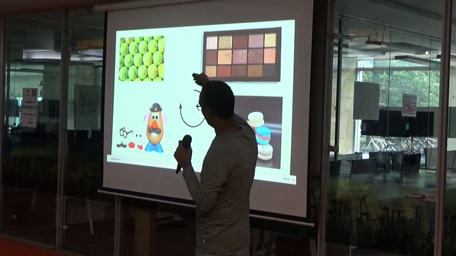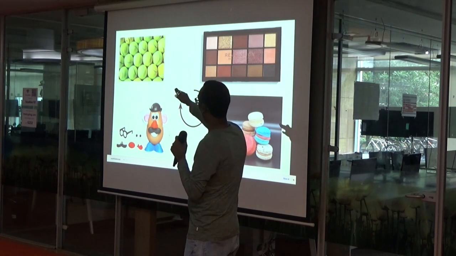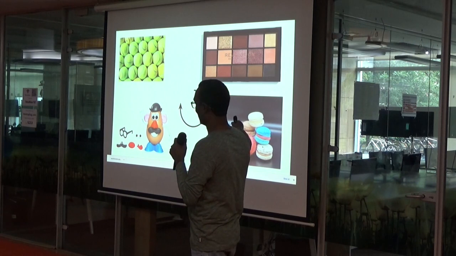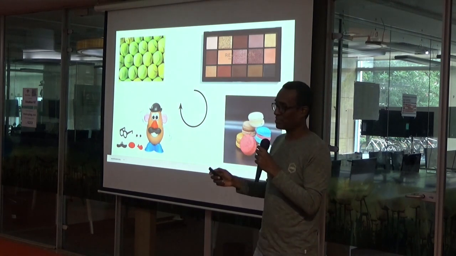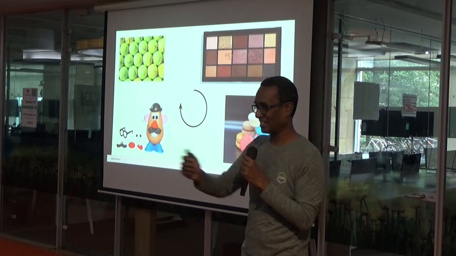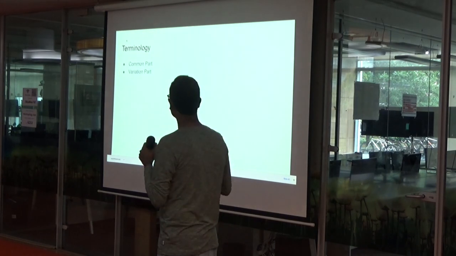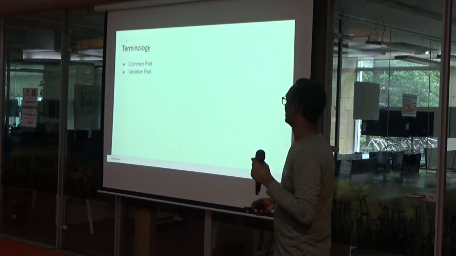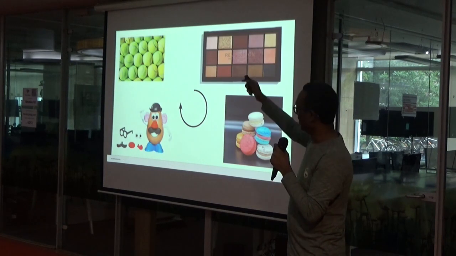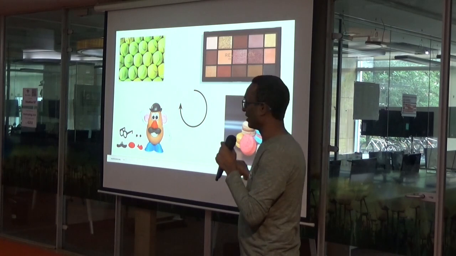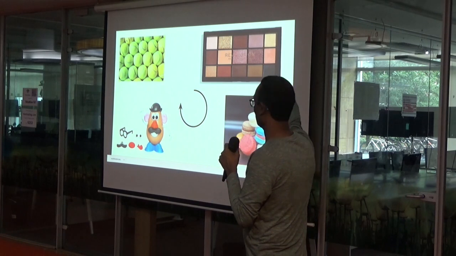So starting from the top, as you go in a clockwise manner, you see the amount of variability increases. One takeaway is there are parts of your software where variability is important, and there are parts where it will not be of relevance. So I'm going to use the terminology of a common part and the variation part. The tennis balls are completely common, nothing variable, but as you go clockwise, the variability increases.